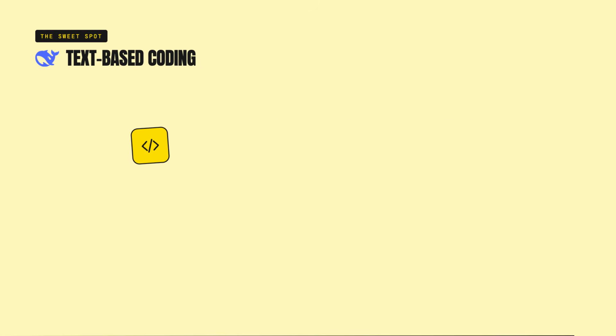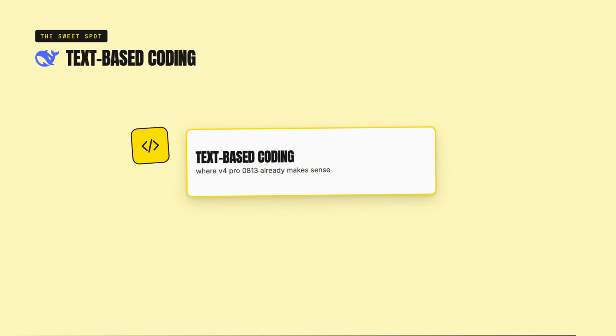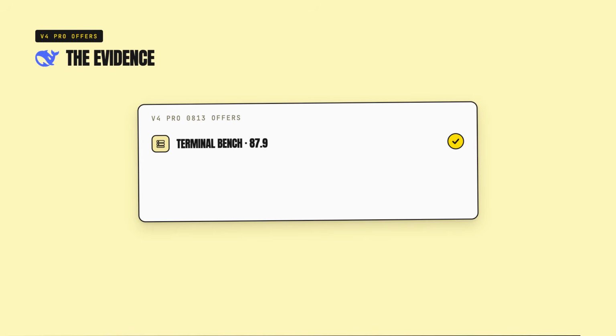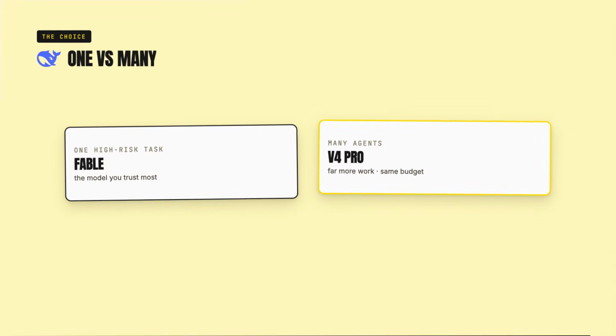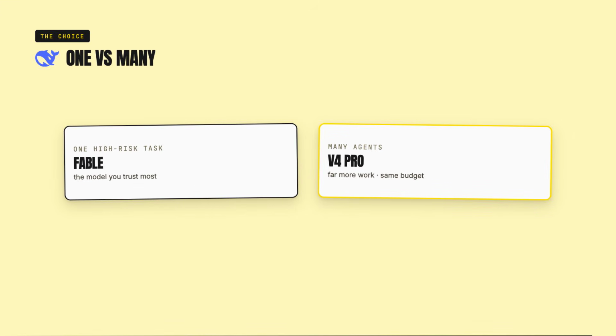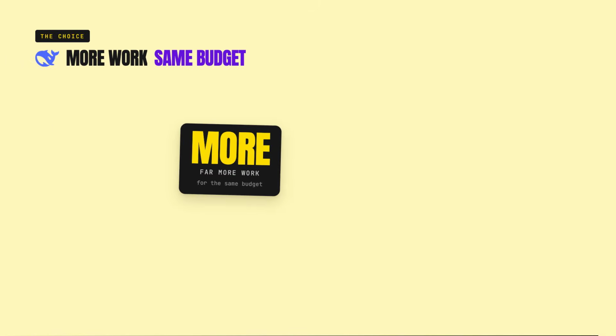But for text-based coding agents, V4 Pro 0813 may already make more sense. It nearly matches Fable on one of the hardest terminal tests, wins several other agent benchmarks, offers the same 1 million token context window, and costs a tiny fraction of the price. If you are running one high-risk task, choose the model you trust most. If you are building, testing, or running many agents, DeepSeek offers something more valuable than a small benchmark win, far more work for the same budget.